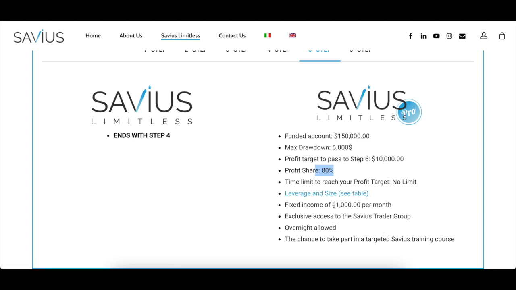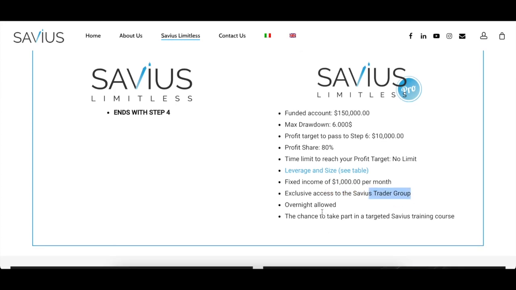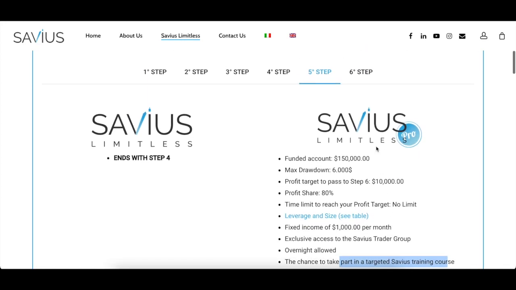Fixed, okay, this is interesting. Fixed income of 1,000 per month. So you get 80% on your trading, and you get a fixed income of 1,000 per month. I don't know the details. I suspect this goes hand in hand with the profit share. They're not going to give you $1,000 and 80%. It'll be like, okay, we'll give you $1,000, and say your 80% equals $5,000 in profit to you. They'll say, well, we already paid you 1,000, so we're only going to give you 4,000 more. Just a guess, I don't know. Exclusive access to the Savius Traders group, I'm not interested. Chance to take part in the targeted Savius course. Okay, let's keep going. I'm curious now.